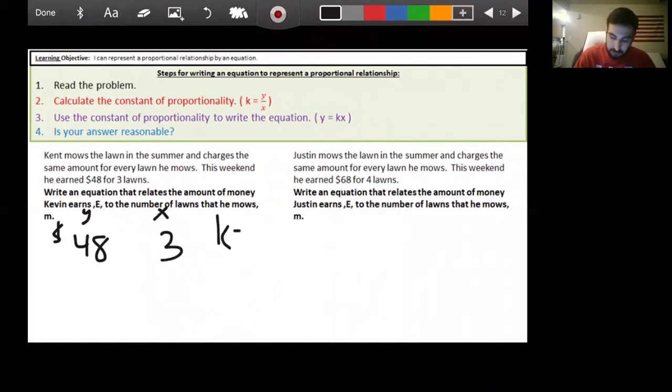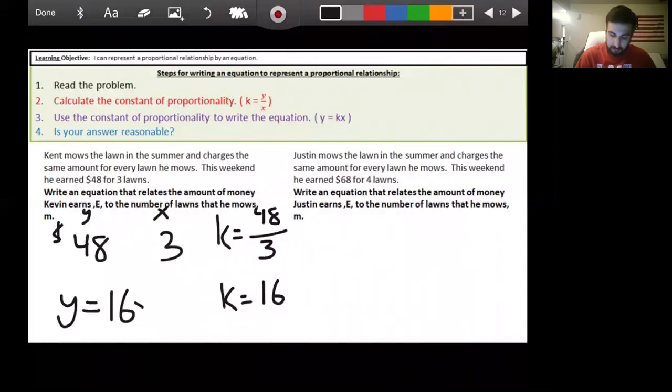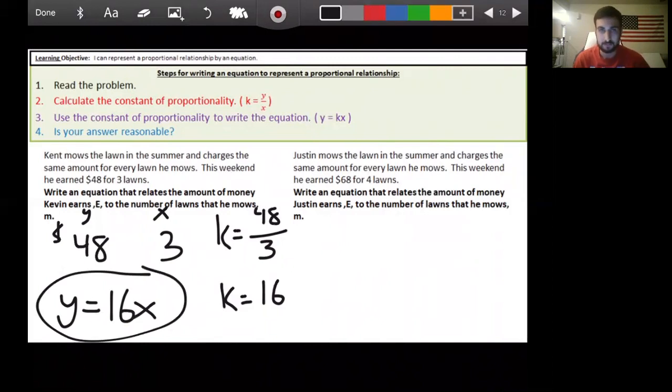So now I can do k is equal to y over x. Y is 48, x is 3. We can do 48 divided by 3, which would give us 16. And then I need to plug this into my equation. Y is equal to k, which is 16, x. And that would be my equation. However, I'm still not done.